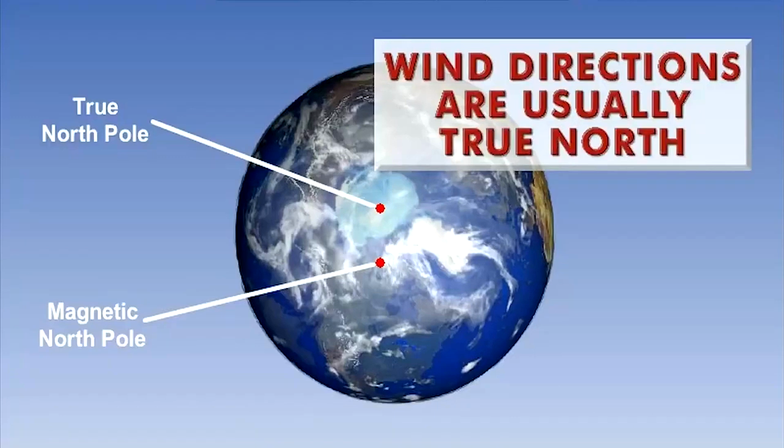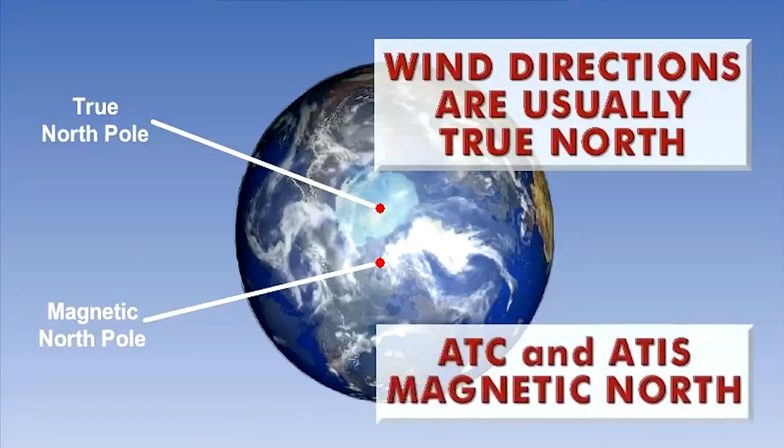When using such wind directions, be careful to adjust them using the relevant variation, which allows the calculation of magnetic north. There are rare occasions when the reported winds are given as magnetic wind directions and not true wind directions. These are typically whenever wind is reported by an air traffic controller from a tower and in the recorded aerodrome terminal information service, or ATIS.